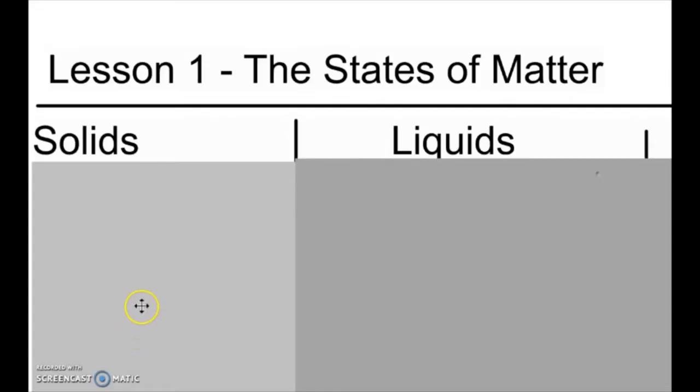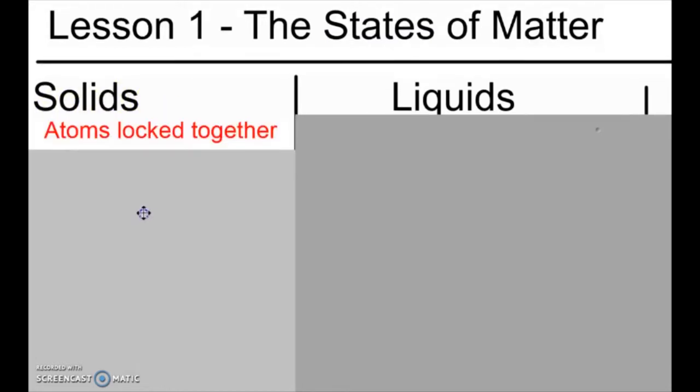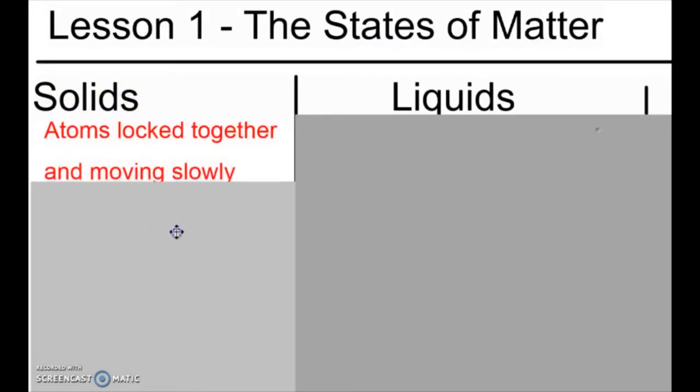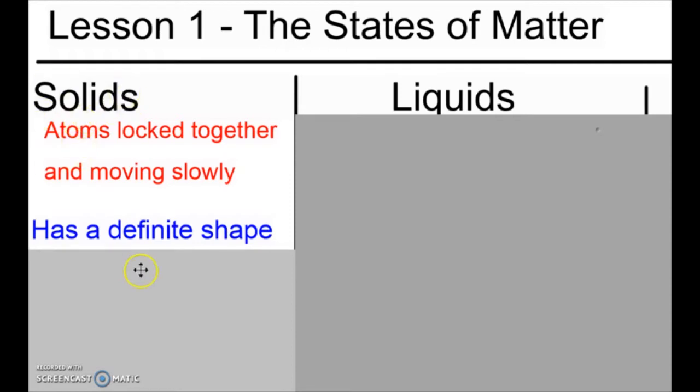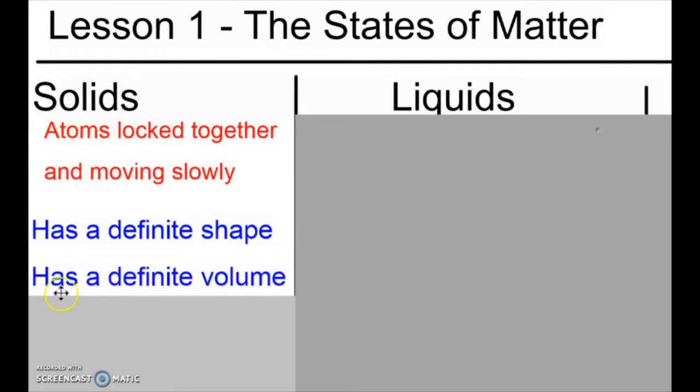Okay, here we go with the notes for lesson 1, the states of matter. So like we just saw in that little simulation, the solids, the atoms are locked together, but they're still moving. They're moving more slowly than the other ones. And all solids have a definite shape and a definite volume. That means it doesn't matter if you put an ice cube in a glass or in a bowl or on a plate. It's going to have the same definite shape, and it's going to have the same volume, take up the same amount of space.